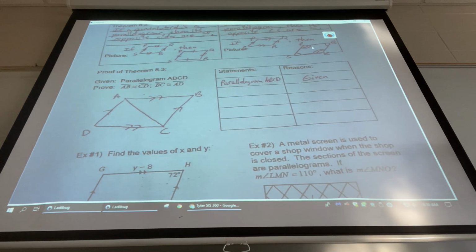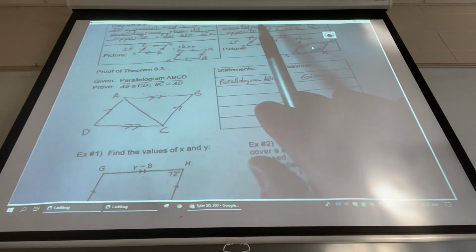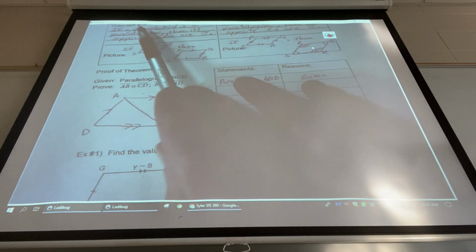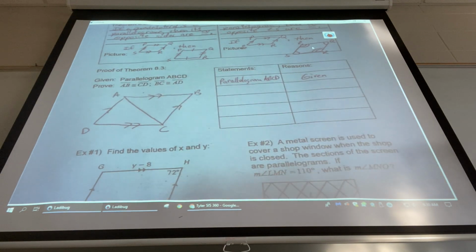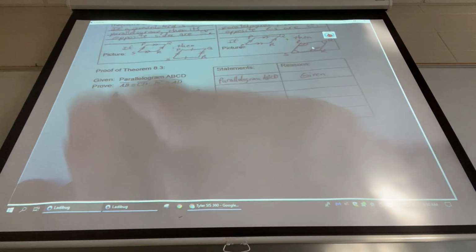Opposite angles? Okay, opposite angles. All right. Now it sounds to me like you're using theorem 8.4 and theorem 8.3, but aren't we trying to prove theorem 8.3? Okay. Now there's something that I can work with.